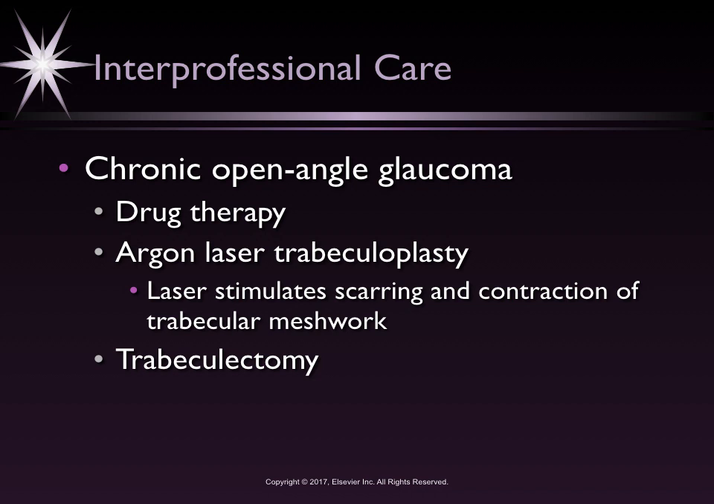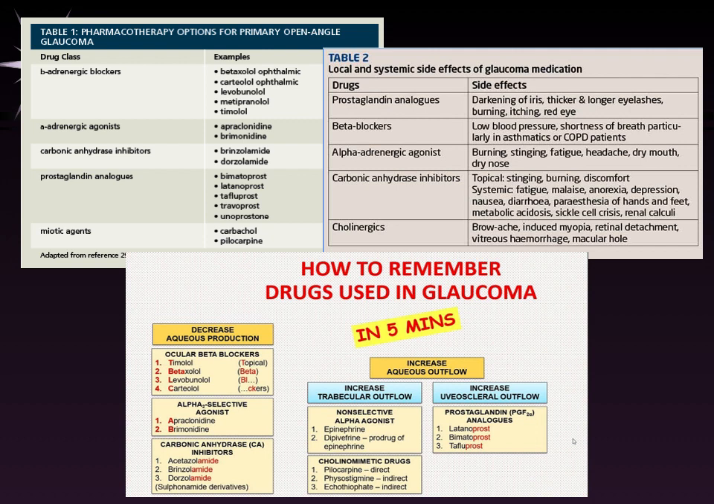Or in some cases, they may actually do a trabeculotomy, which would remove that trabecular area so that the fluid could flow easier. But in general, it's done when the medical management, in other words, the drug therapy or the laser surgery, has been unsuccessful. I wanted to talk to you guys a little bit about the drugs that are used for glaucoma.